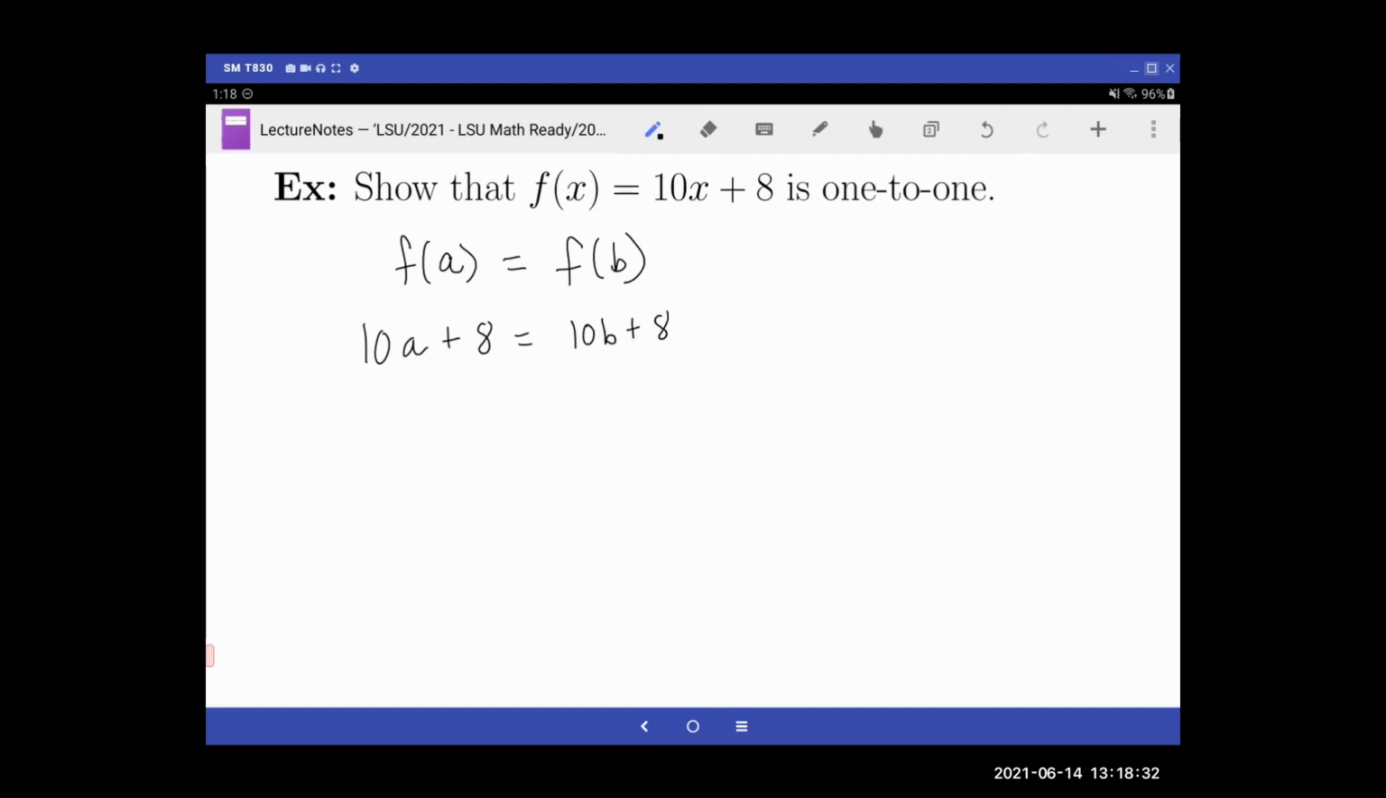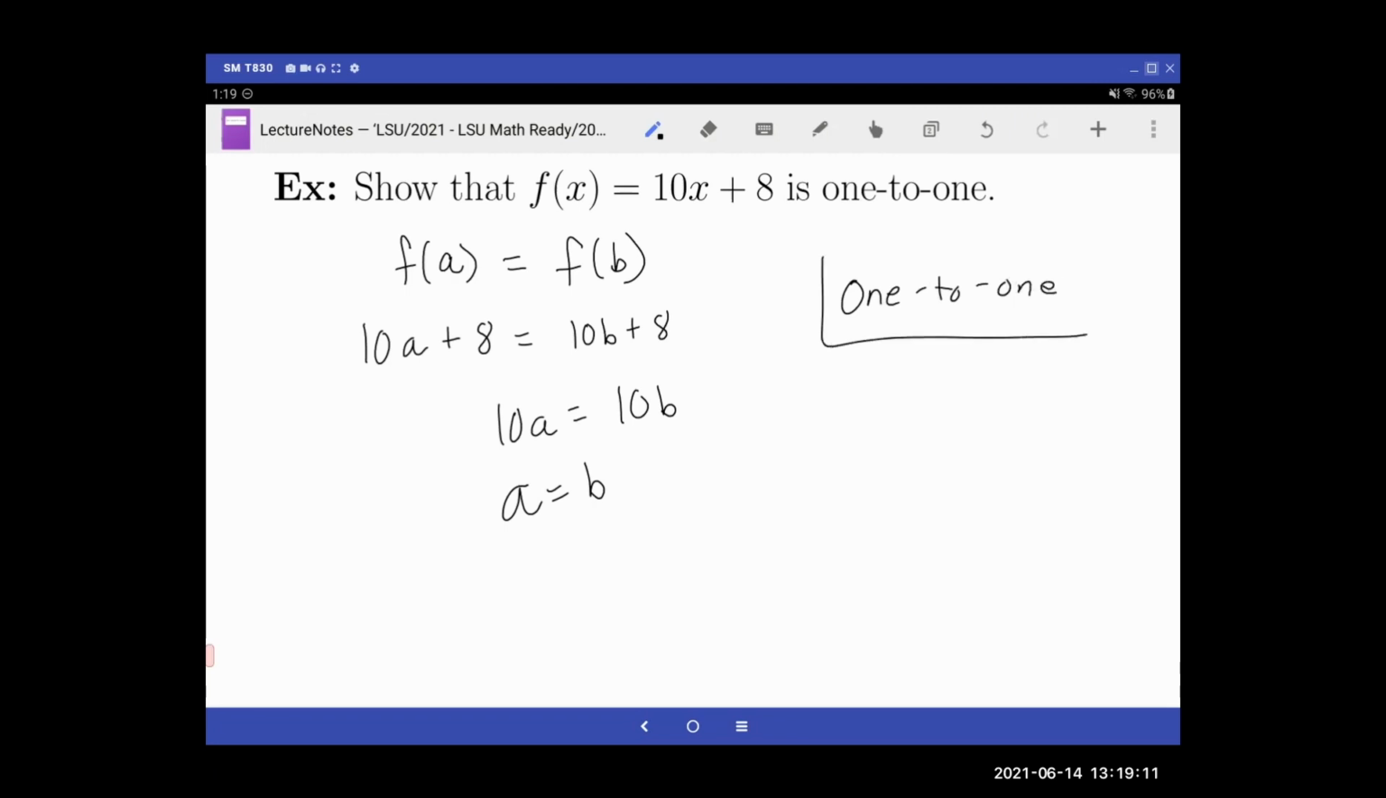So the left side is 10a plus 8. The right side is 10b plus 8. Now, if you simplify, you notice you have plus 8 on both sides. So I can subtract 8 from both sides. That will eliminate that. Okay, 10a equals 10b. And so I'm going to divide both sides by 10. And there's my conclusion. If f of a equals f of b, then a equals b. It followed from this original assumption that this would have to be the conclusion. So we would say that this one is one-to-one.